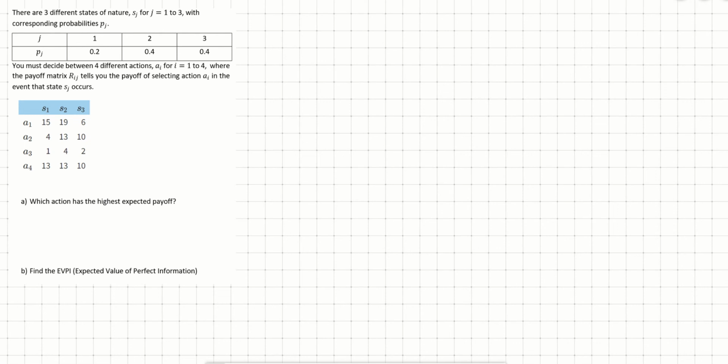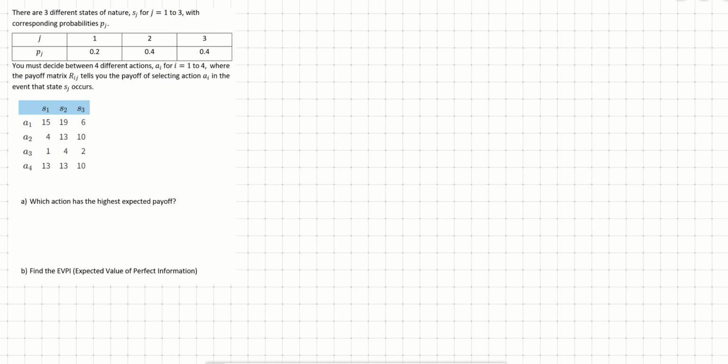In this video, we're going to look at an example question of calculating the expected value of perfect information, the EVPI. So here's the question. We have three different states of nature, Sj for j equals 1, 2, 3, and each of those states has a corresponding probability. So the probability, this is the top table, the probability that we're in state 1 is 0.2. The probability that we're in state 2 is 0.4. The probability we're in state 3 is also 0.4.